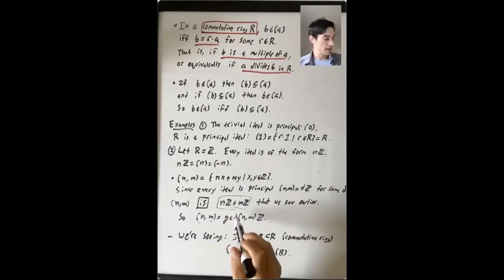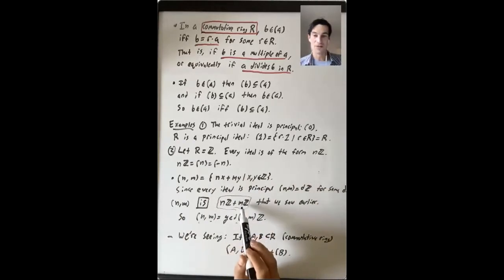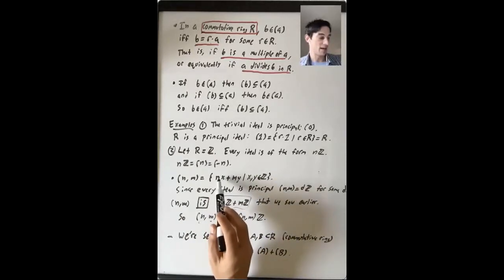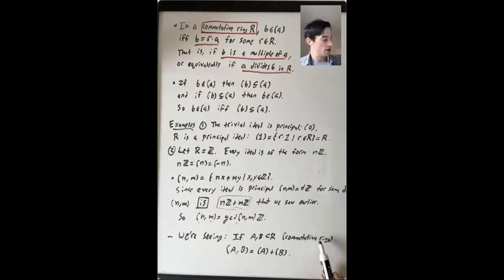So what are we seeing in this statement? The ideal generated by these two elements is the sum of the ideals generated by each one of those elements. Well, more generally, if you have two subsets of R, in the case where R is a commutative ring, this is what allowed us to group everything together to just think of this as n times an integer plus m times an integer. So in the case where you have a commutative ring, the ideal generated by A and B is the sum of the ideal generated by A and the ideal generated by B.